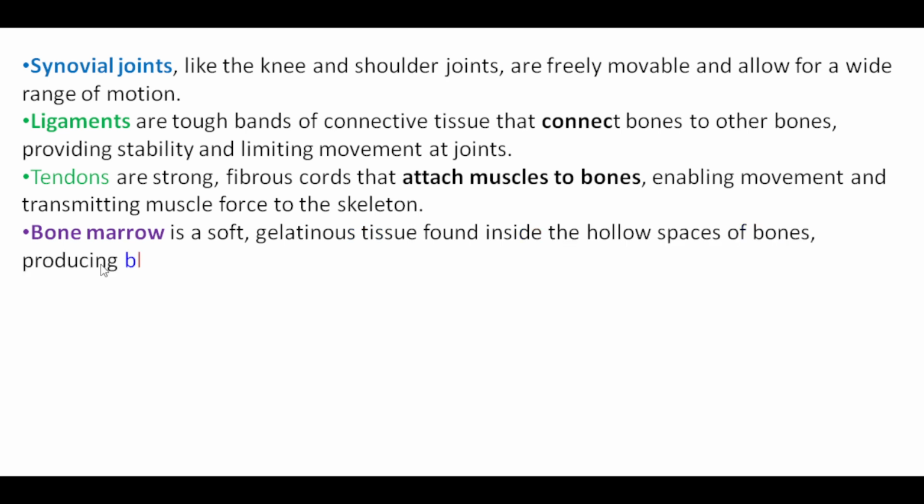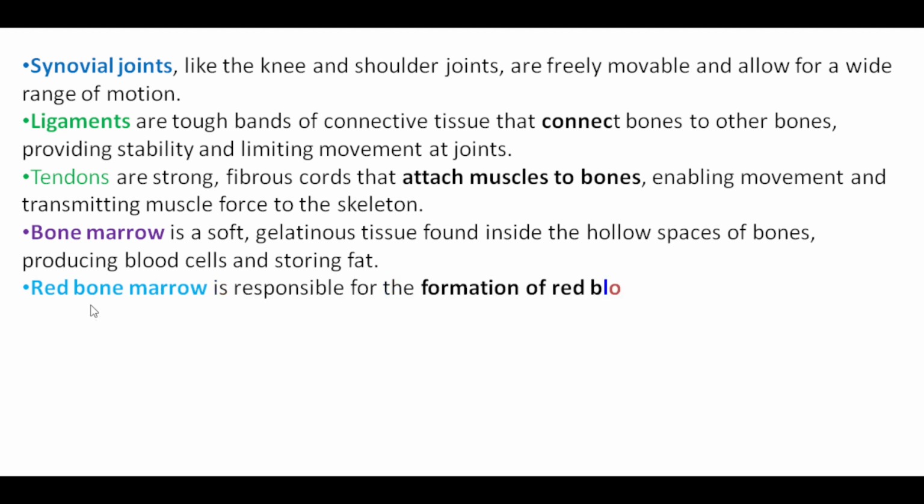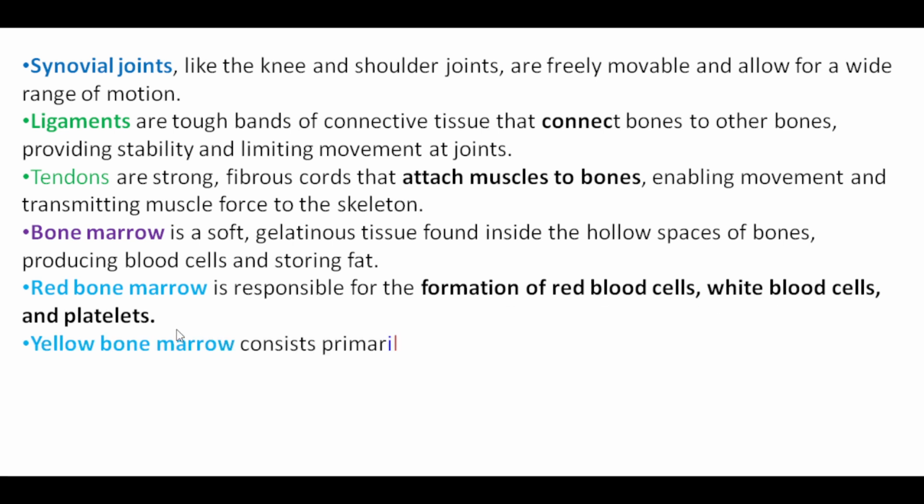Bone marrow is a soft gelatinous tissue found inside the hollow spaces of bones, producing blood cells and storing fat. Red bone marrow is responsible for the formation of RBCs, WBCs, and platelets. Yellow bone marrow consists primarily of fat cells and serves as an energy reserve for the body.